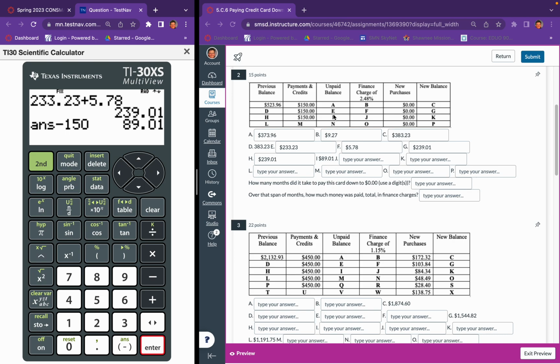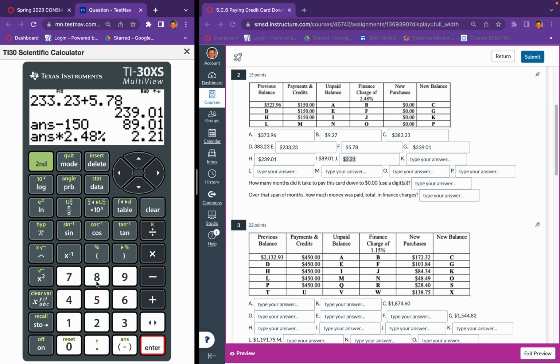So this number right here would be $89.01. So we need to multiply it by the finance charge. So we're going to go times 2.48%. And we find that now the finance charge is $2.21. So the new finance charge is only $2.21. And the reason it's so low is because we didn't owe much money. We owed $89, so they're going to charge us this much. However, now we're going to take this number and add it to this number to find out what the new balance is going to be.